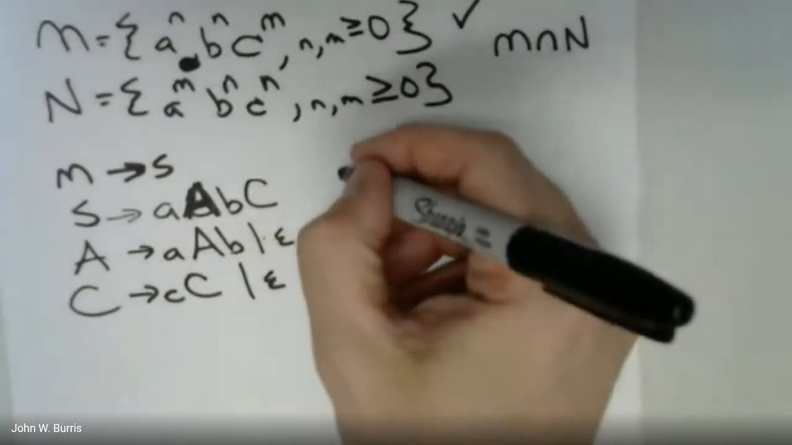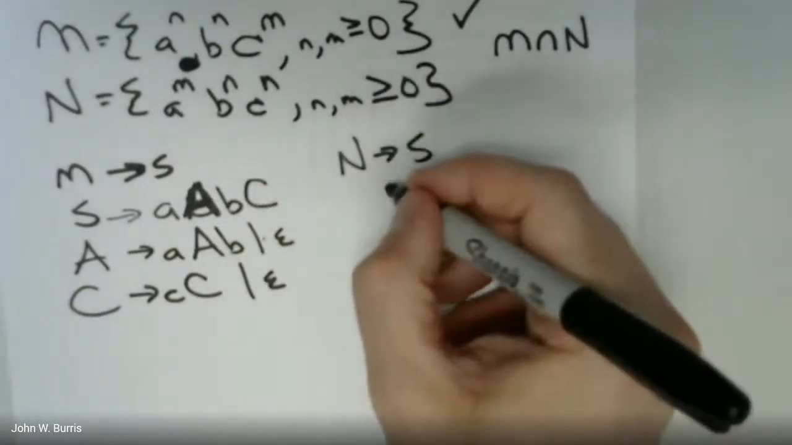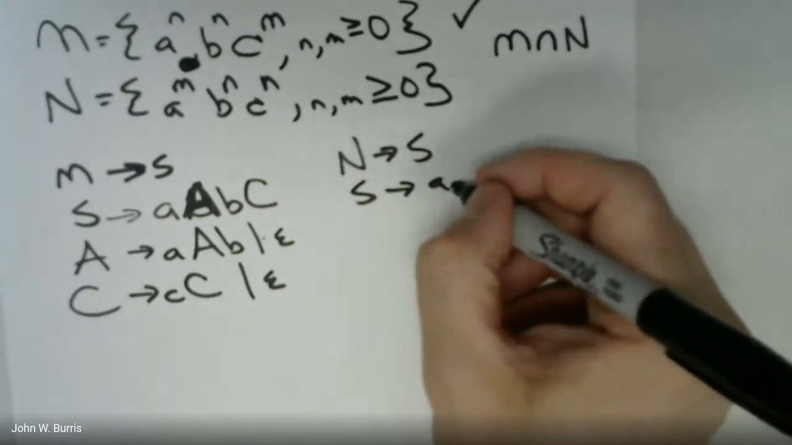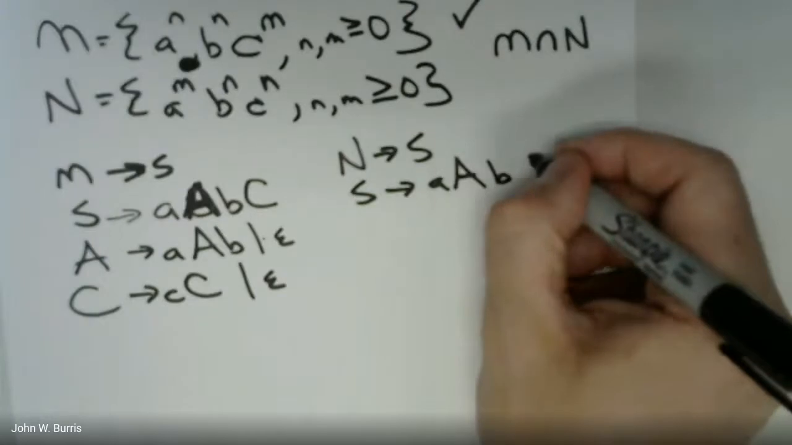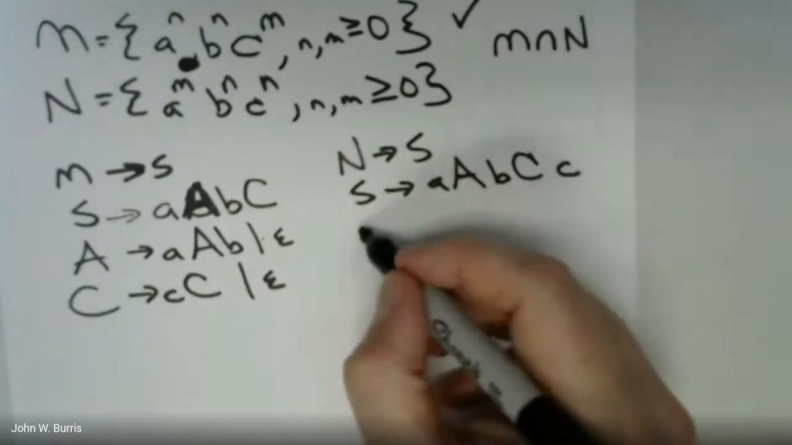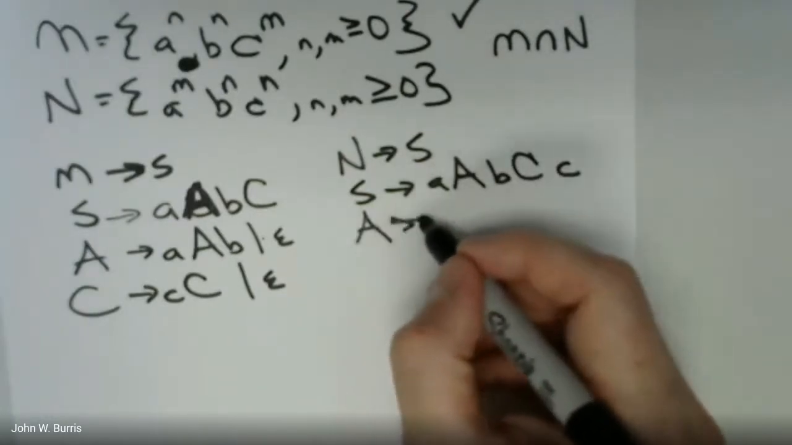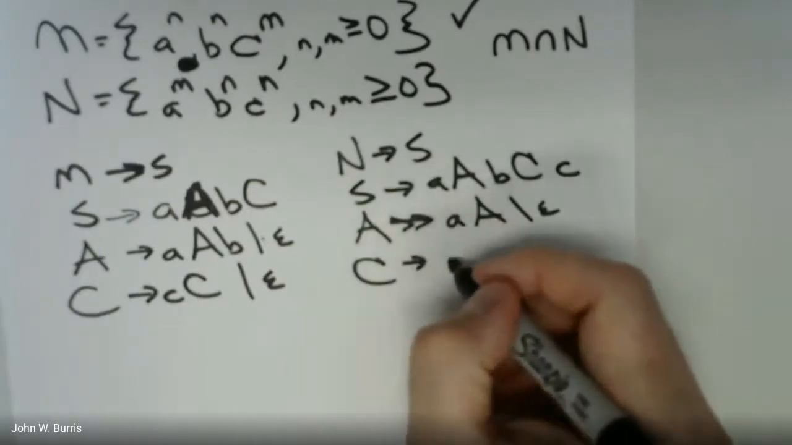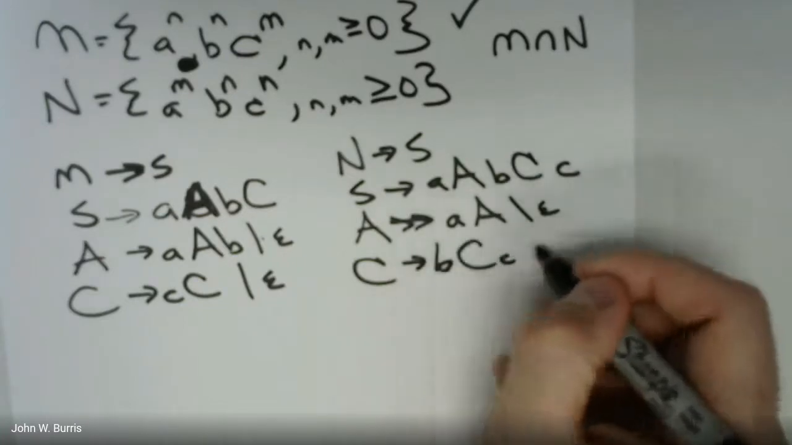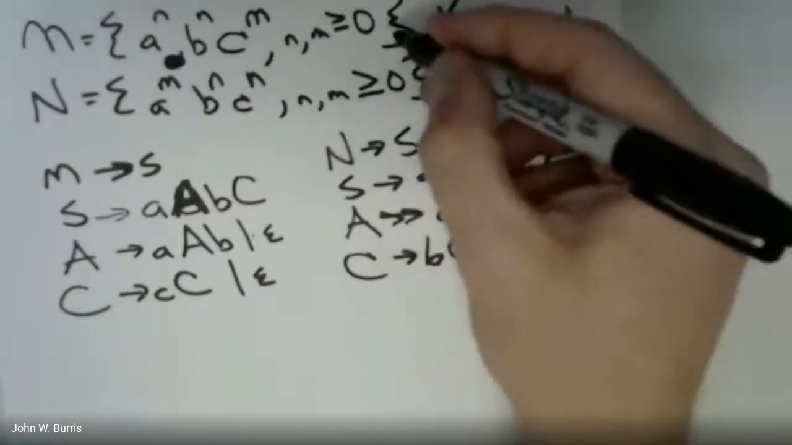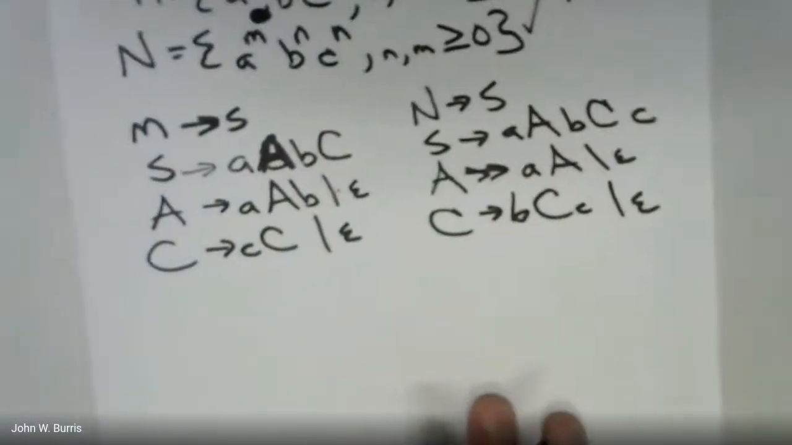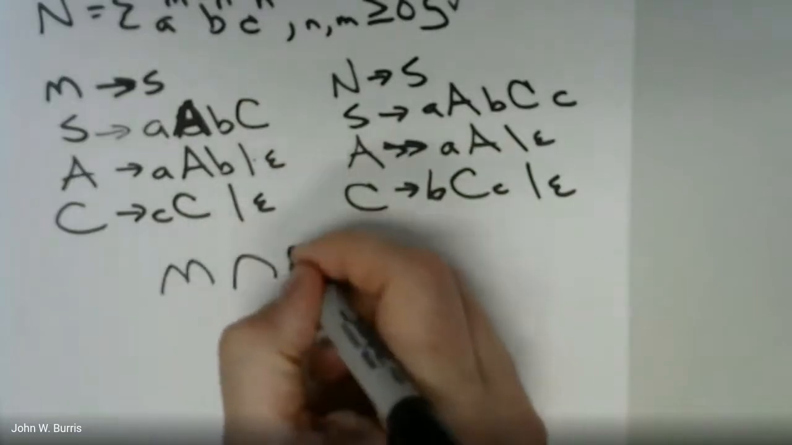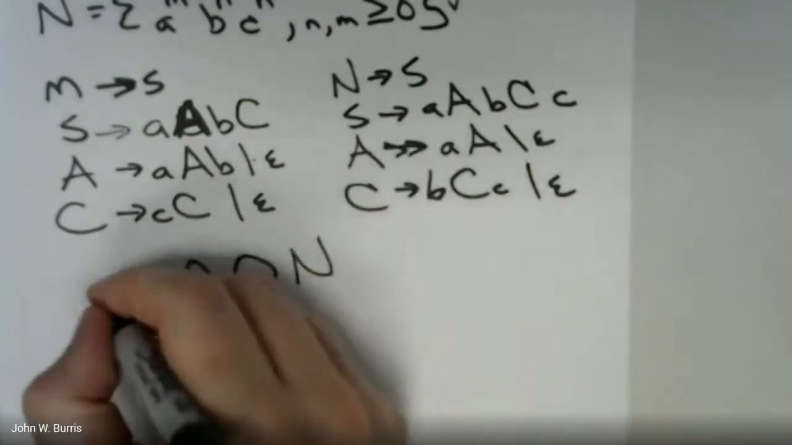N is the same thing, but it counts the second part. N goes to S, S goes to capital A, B, capital C, and C. So A would go to just any number of A's, and C would count our B's and C's. All right. So this shows that M is context free and N is context free. So I'm going to open it up to the class now. Is M intersect N context free?